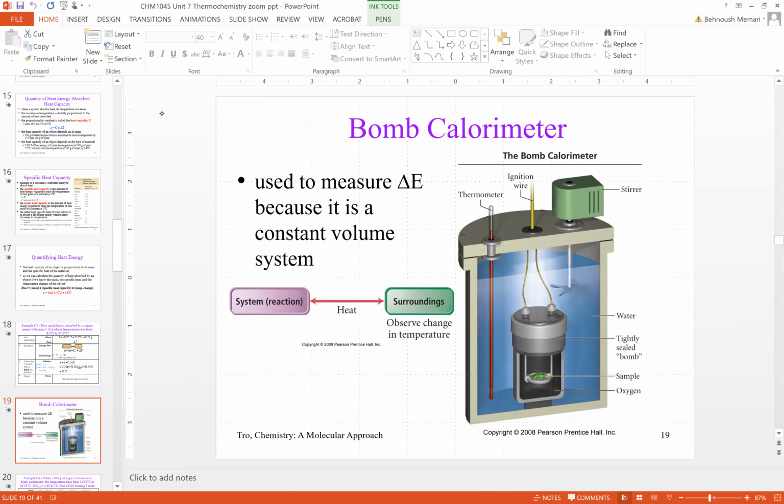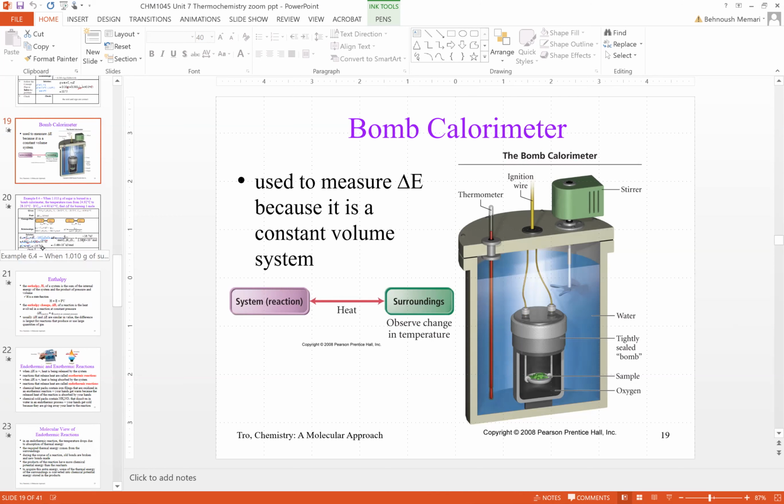So heat can be absorbed or released by the system. If the heat is absorbed, then the internal energy would go up for the system. The sign is going to be positive. If the energy is released to the environment, the sign is going to be negative for that system.